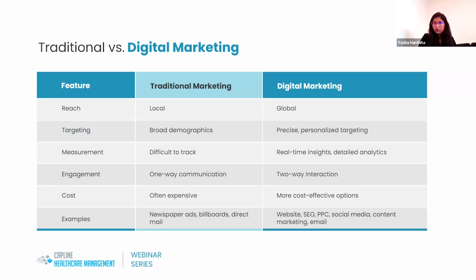Traditional is often expensive, whereas in digital, you have more cost-effective options. Like we have discussed, newspaper ads, billboards, and direct mail are all traditional. And when it comes to digital, it is website, SEO, PPC, social media, content marketing, email, and a lot more.